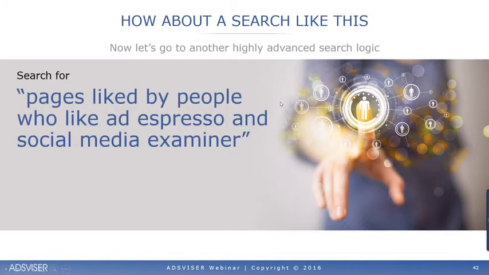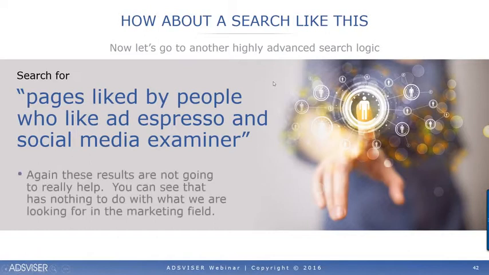So let's get to another highly advanced search logic. How about a search like this? Dear Google, pages liked by people who like Adspresso and Social Media Examiner. What we're trying to do now is really hone in on our search and our interests, and try to cross-pollinate people who like Adspresso and people who like Social Media Examiner. Again, the results are very, very generic, and they are not going to help us at all.